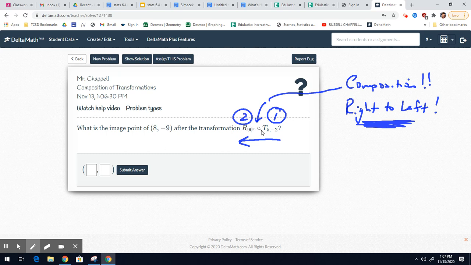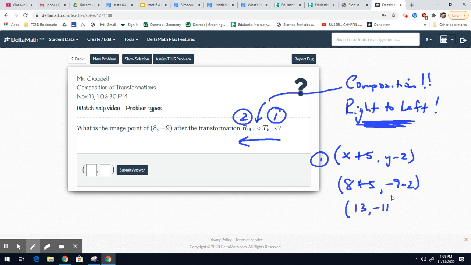All right. So the first thing we're going to do is this translation. T stands for translation, 5, -2. So that means we're going to take our x's and add 5, and then to our y's, we're going to subtract 2. So take your point 8, -9, and add 5. And then take -9 and subtract 2. So this is the first transformation. After the first transformation, our new point is 13, -11.